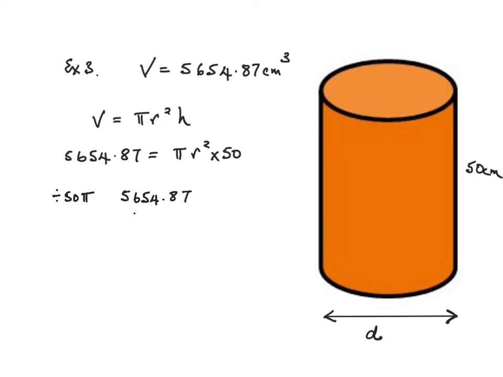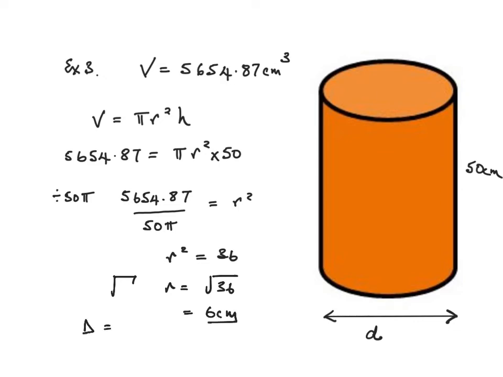5654.87 over 50 pi equals r squared. And if we do the calculation, we find out that r squared equals 36. And the last thing we have to do is to get rid of the square. We do that by taking the square root. So r then equals the square root of 36, which is 6 centimetres. The last thing we have to do is to work out the base diameter. We know that diameter is twice the radius, so that would give us 2 times 6, which is 12 centimetres.